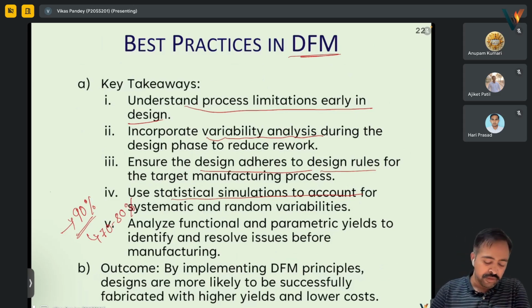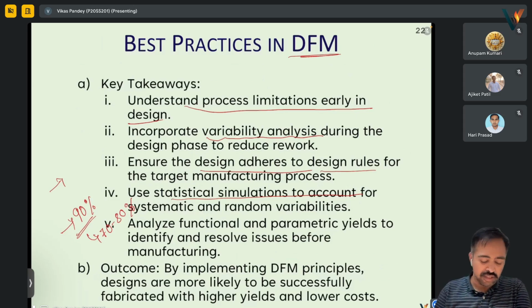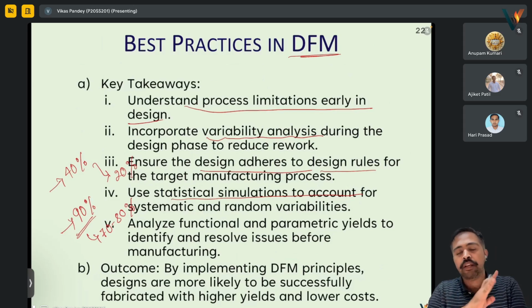Considerable. But what if during the design itself, if we check its parametric yield, it will give, say, only 40% will be successful. Then during the process and all, it might give us 20% yield. And that is not a good yield. So we have to take care of manufacturability while designing the device and the device processes. By implementing the DMF principle, designs are more likely to be successfully fabricated with higher yield and lower cost.